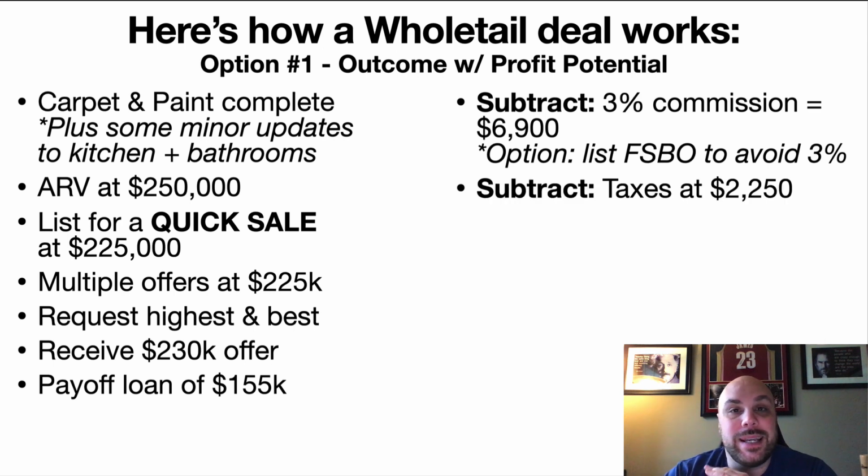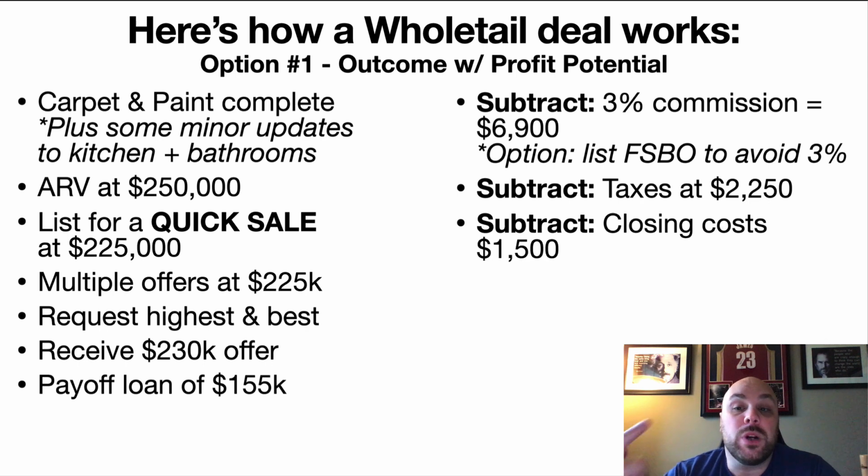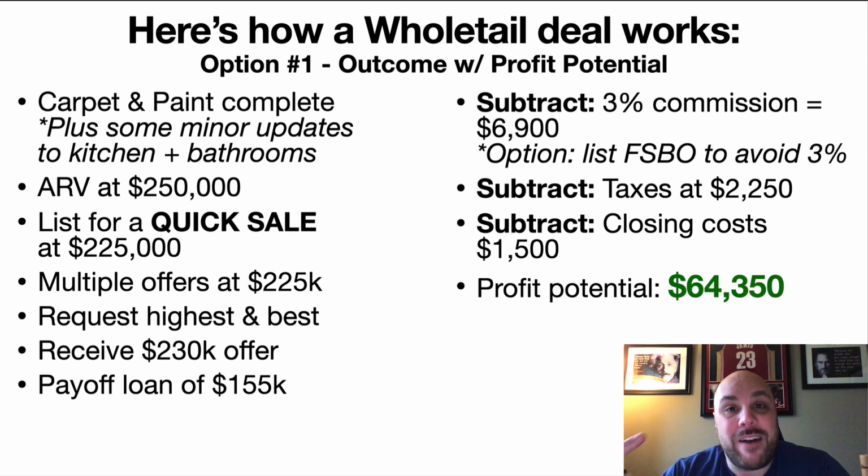Now, we're going to subtract again the taxes because those are always paid in arrears. We might be able to get some sort of a credit. Like I was saying, we're going to have the property for a couple of months, so that will be accounted into there. So we might be able to get a little bit of a credit back. So we're going to subtract closing costs, which is $1,500. Now, if you're closing with the same title company, you might be able to get a little bit more of a discount, maybe $200-$300 off of the closing costs. Profit potential on this deal is $64,350 on a wholesale deal.